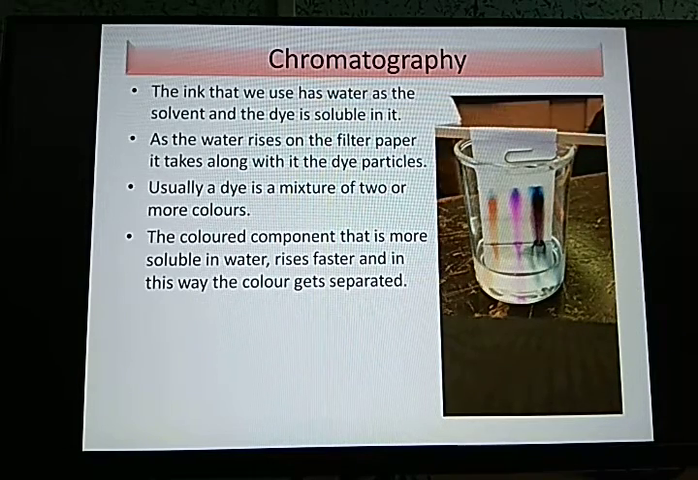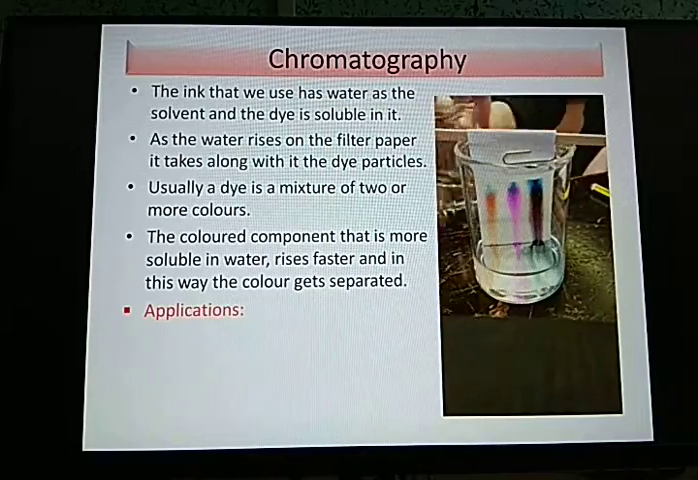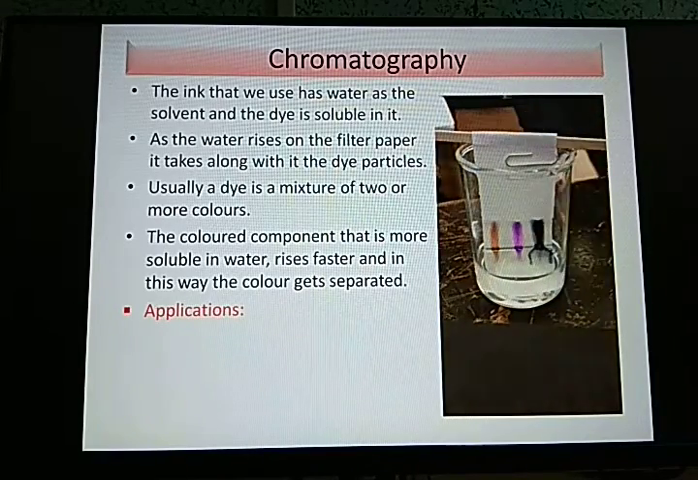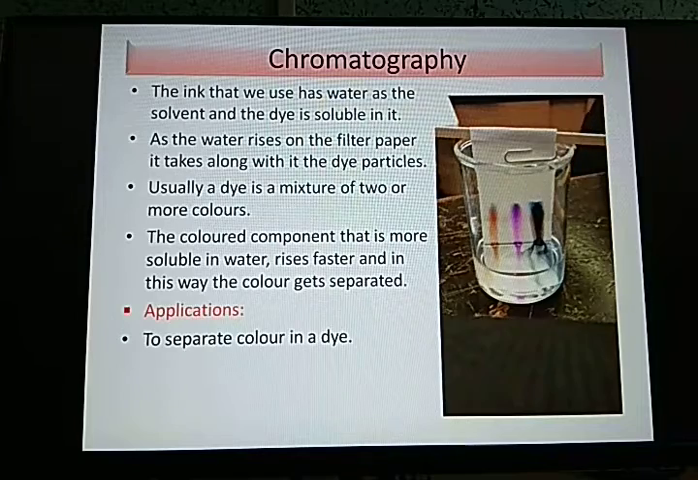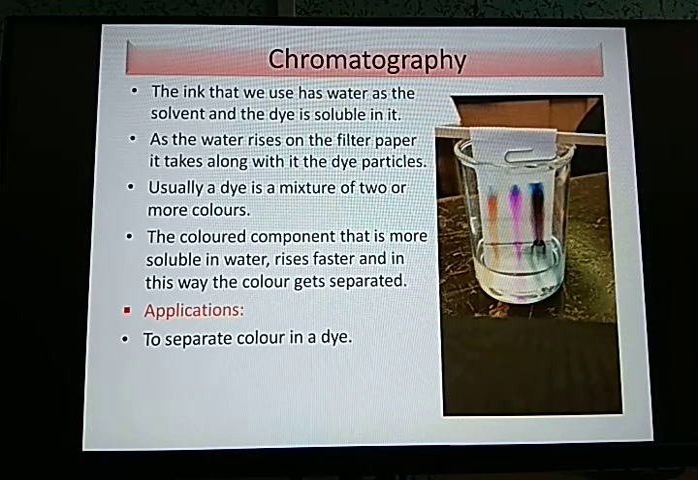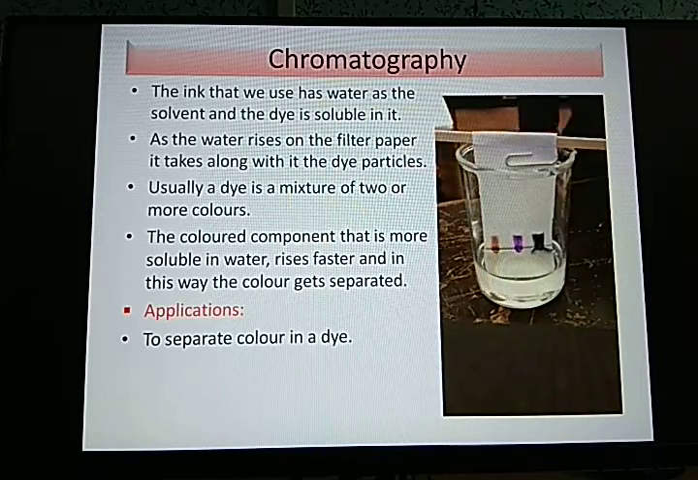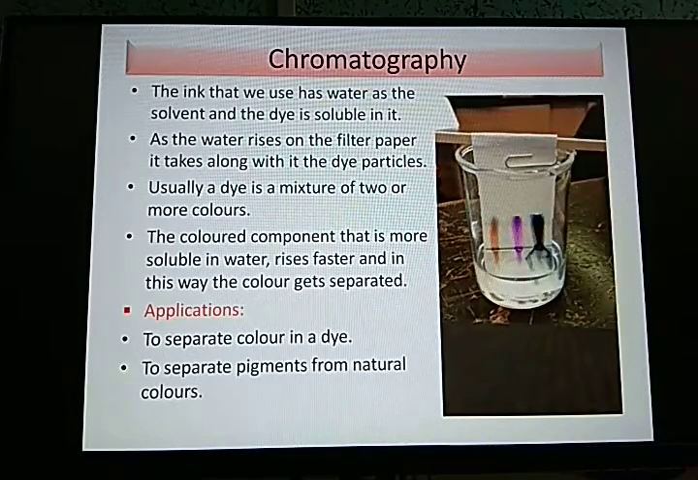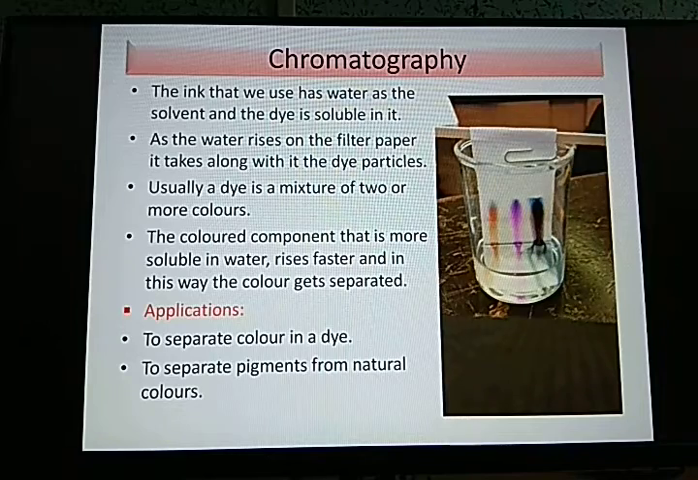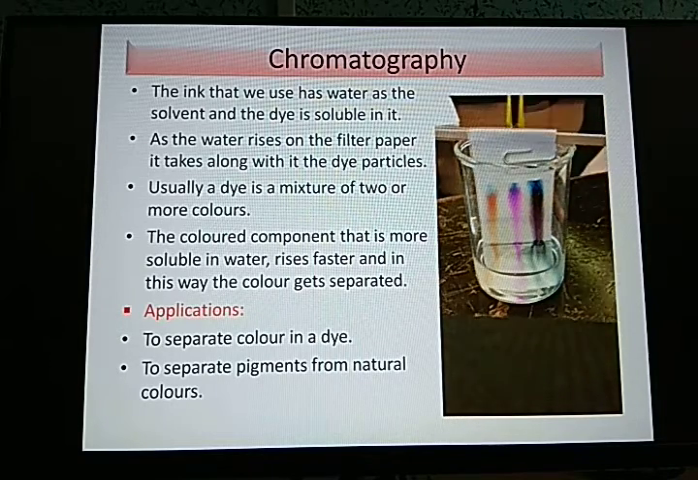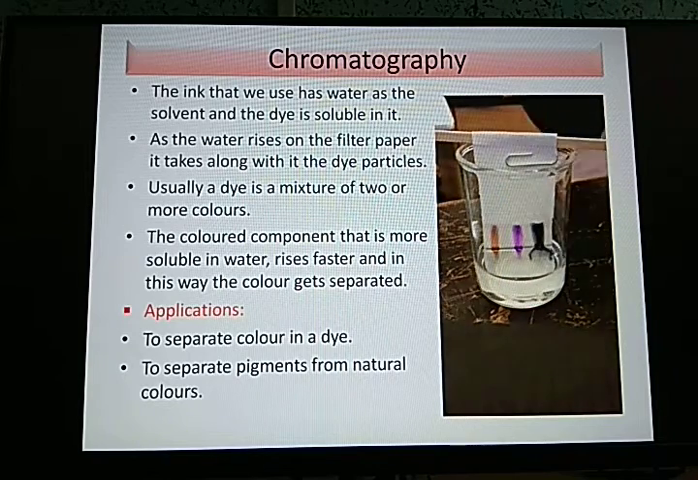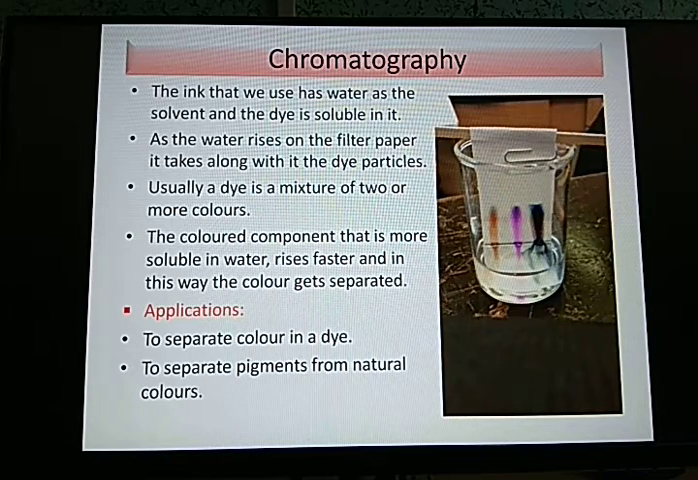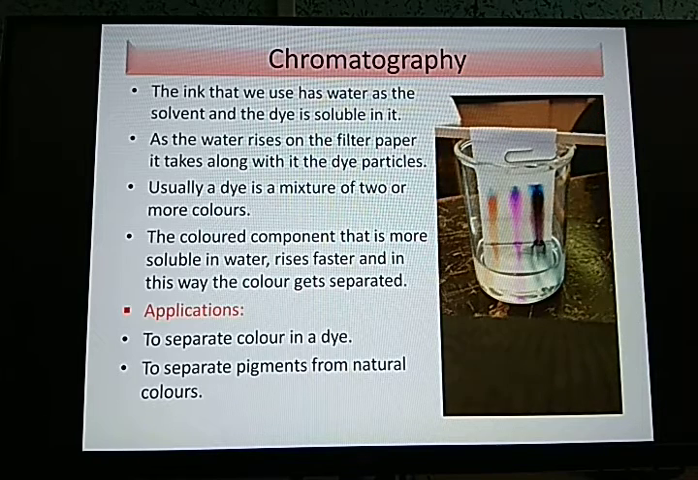This is the color. Now what are the applications of chromatography? Let us see. To separate color in a dye, yes, that's what we have done just now. We can separate out the color that is present in the dye. Next, to separate pigments from natural color. Now we know that we have a few natural colors. Now to separate out the pigments, means the different components present in that natural color, we can separate it out through this process of chromatography.